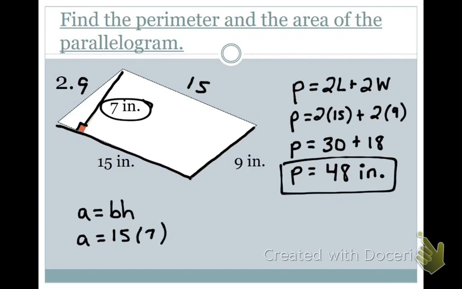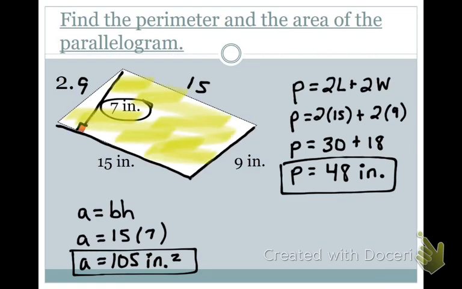Okay, what is 15 times 7? 105 inches is correct. But if I am finding the area, it cannot just be inches. What should it be? Inches squared, because you're finding out the total amount of space that is in here. Remember, that's what your area is, okay?